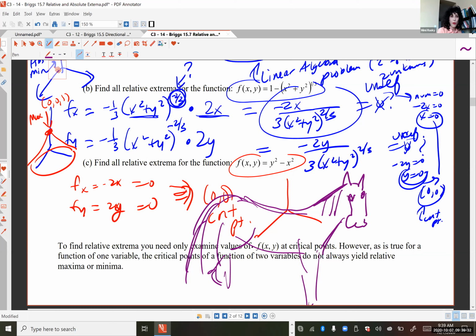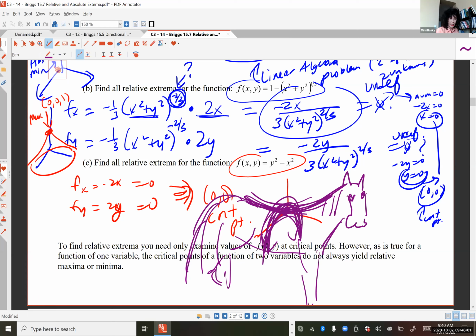So why am I drawing a horse? Am I just trying to be ridiculous here and waste your time? Of course not. I would never do that. But here's what I want you to see. Here at the point 0, 0, 0, if you pet your horse in this direction, it looks like that point is a minimum. But if you pet your horse along his girth, over his sides, it kind of looks like that point is a maximum.